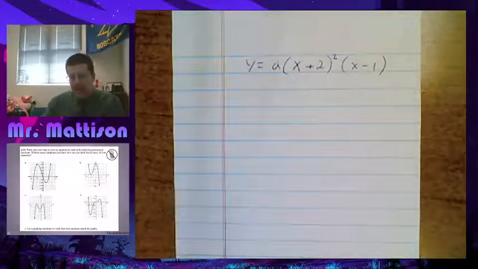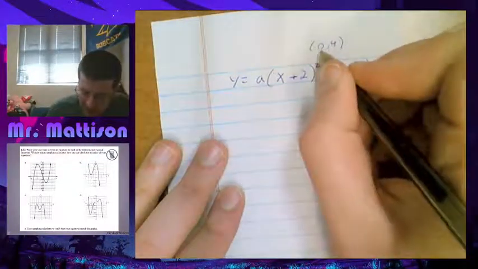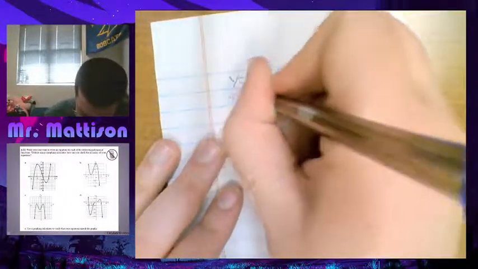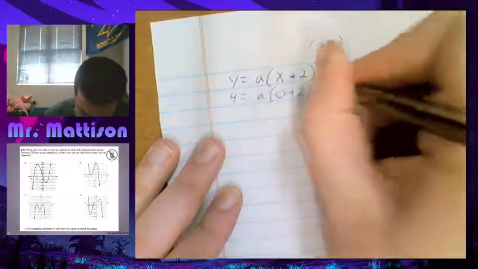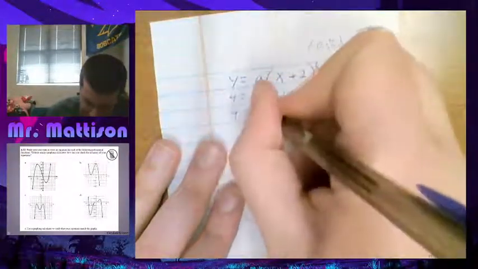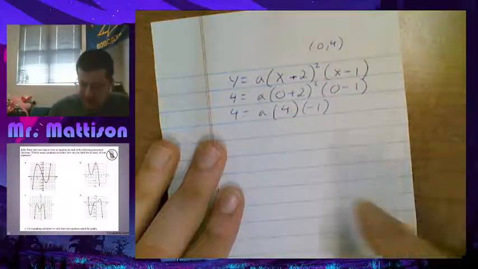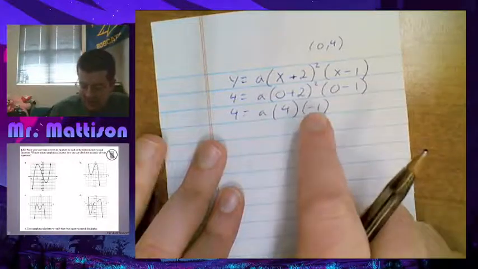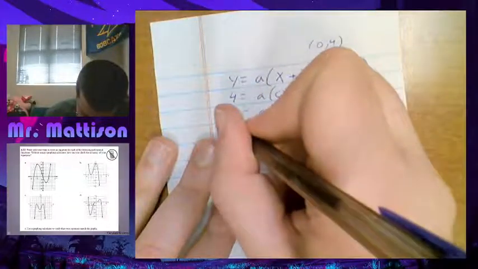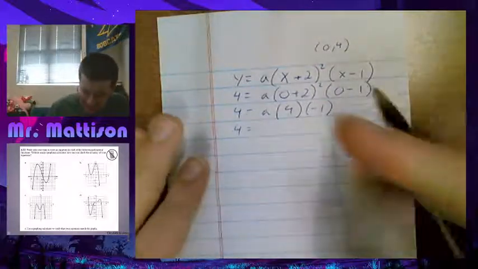So to do that, I'm going to say, well, that's the point 0, 4. So that's the x coordinate and the y coordinate. So I can plug in 4 for y and 0 for my x's. So I get 4 equals a times 0 plus 2 squared times 0 minus 1. Well, solving this out, I get a times 2 squared is 4. Negative 1 is just going to be negative 1. So then a negative 4 times a negative 1 is going to be 4 equals, oh, sorry, I made a major mistake here.